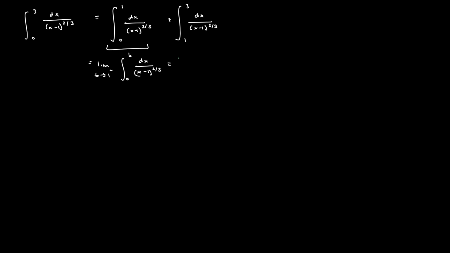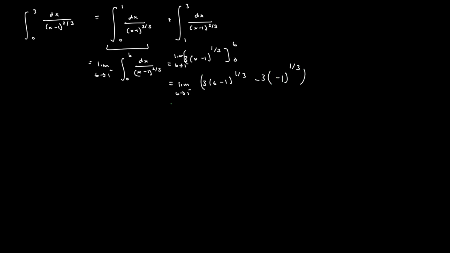Add 1 to that, that is going to be 1/3. And so that is just the same thing as 3 times (x minus 1) to the 1/3. The limit as b tends to 1 from the negative side, and we want to evaluate that from 0 to b. That's the same thing as the limit as b tends to 1 from the negative side of 3 times (b minus 1) to the 1/3, minus 3 times (negative 1) to the 1/3.